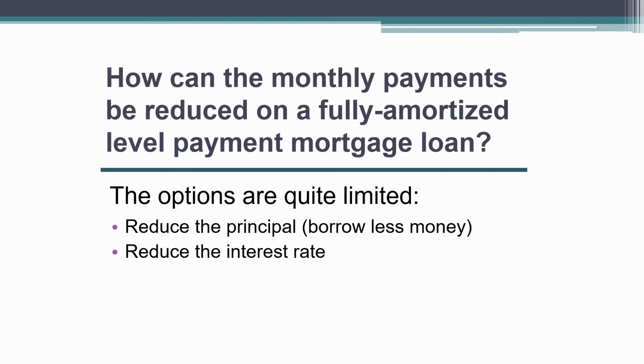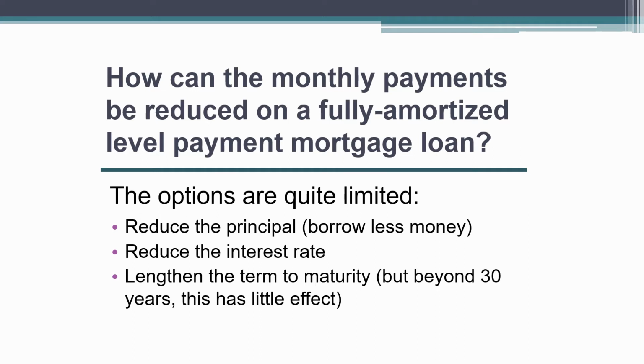A second option is to reduce the interest rate, and there are a few programs available, often through state housing finance agencies, that do indeed offer lower interest rates, particularly to first-time home buyers. But for most of us, the interest rate is simply a function of the market, and there's not much we can do about it. The third opportunity you have to reduce your monthly payment is to lengthen the term of the loan to maturity. But it turns out that if you lengthen the term much beyond 30 years, it just doesn't have very much effect in reducing your monthly payment. The chart on the next slide will show why this is so.